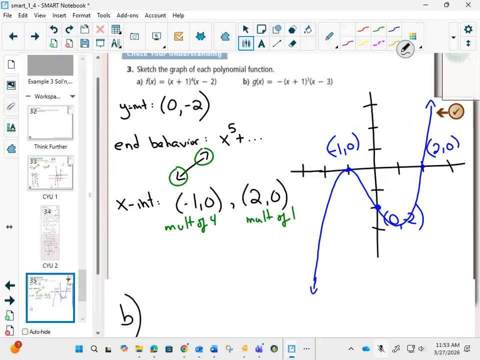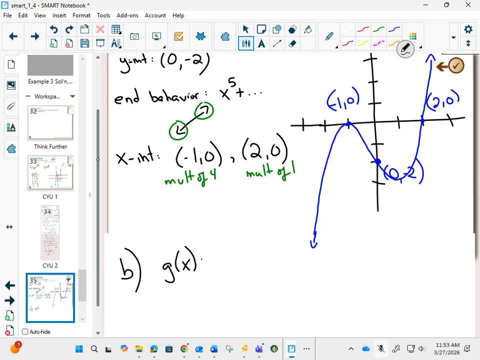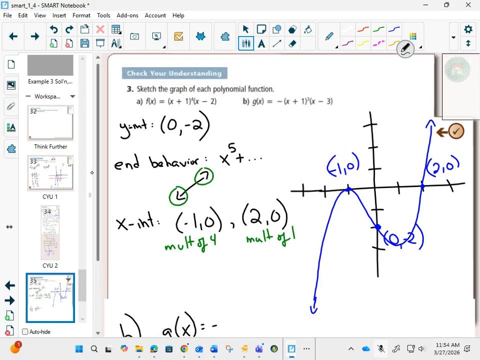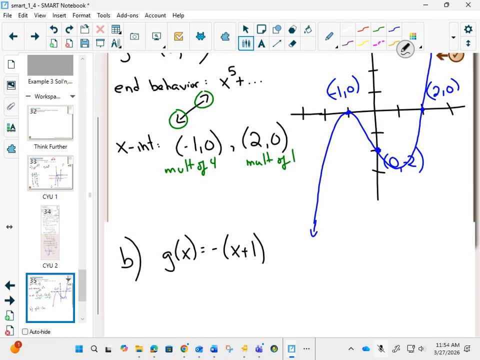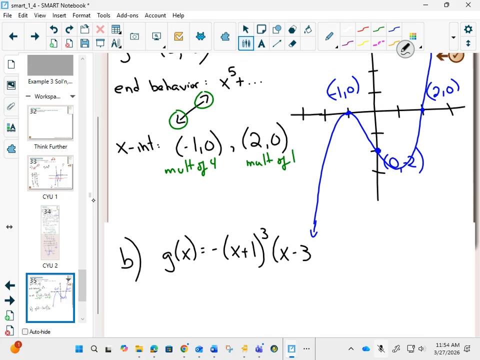If we go to B, negative g of x, just rewrite it. Negative out in front, x plus 1 cubed, okay, x minus 3. I am always super amazed, not in the good way, at how people struggle with their mental math of plugging in 0. So do it in your head. Plug in 0, tell me what the y-intercept is. I'll give you half of it. The x-coordinate is 0. You have to do the other half.